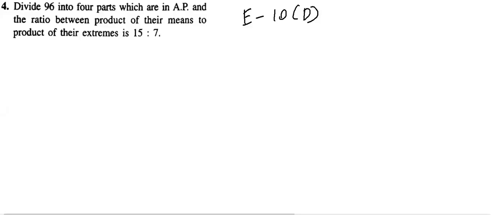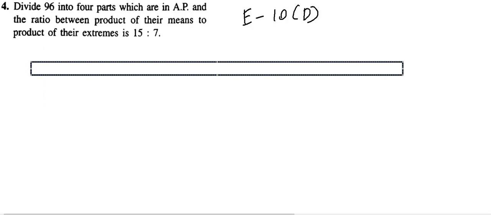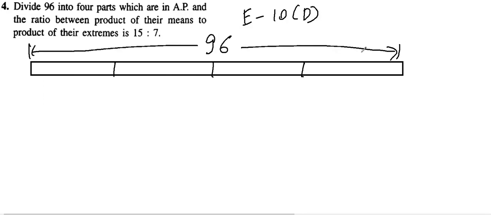Okay, so here it says divide 96 into 4 parts. So to understand better, let me have something like this. I will divide this into 4 parts: 1, 2, 3, and 4. This is the first, second, third, and fourth part. And from here to here, it is 96. So I need to divide 96 into 4 parts which are in AP.